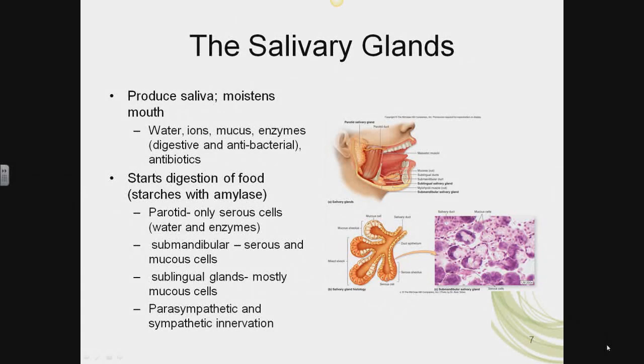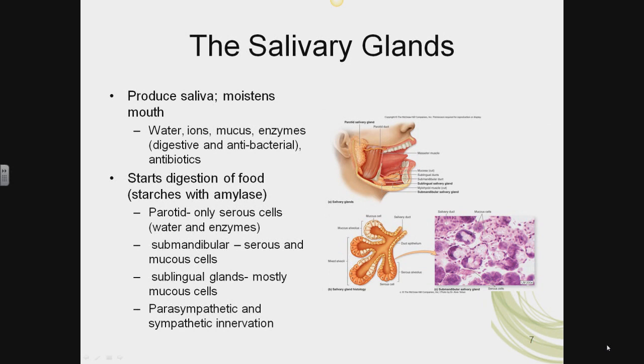When we look at these glands histologically, we try to categorize them as to whether they have mostly mucus secretions or serous, which means water secretions, or a combination of both. So two types of secretory cells are housed in the salivary glands.